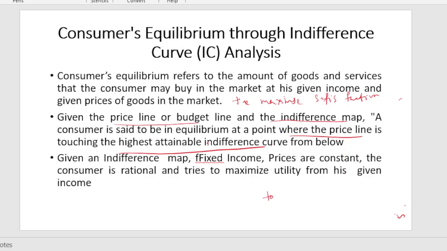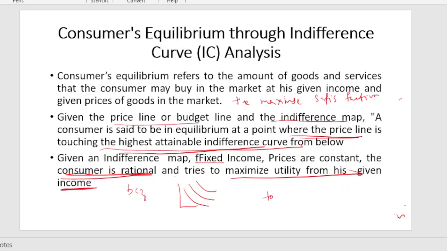Here a consumer is in equilibrium at a point where the price line touches the highest attainable indifference curve, because there are two assumptions: the consumer is rational and maximizes utility from given income. Here we know that the higher the indifference curve, the higher the level of satisfaction, but we cannot afford the highest indifference curves, or the curves beyond some point.